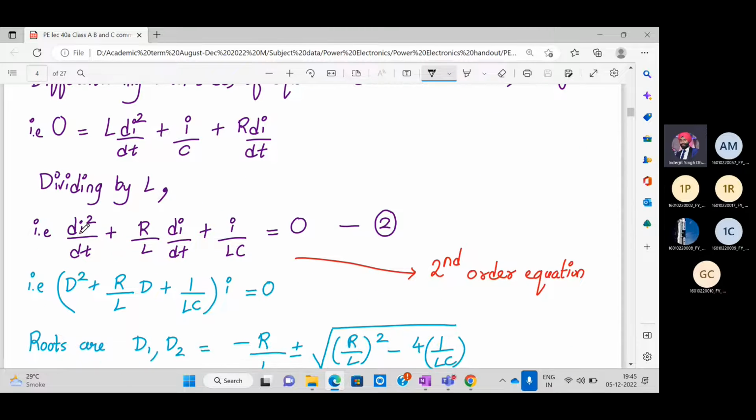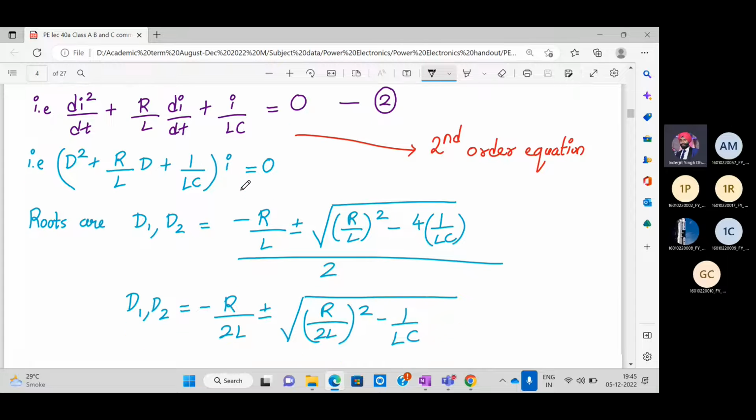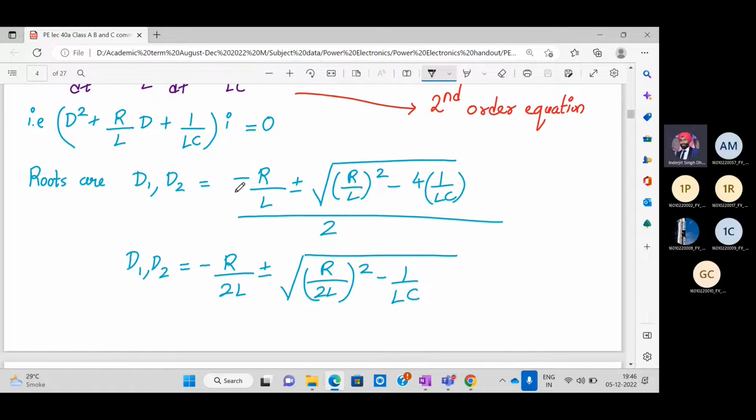So we get over here d²i/dt² plus R/L di/dt plus i/LC equal to 0. Now this is a second order equation. We are just replacing d/dt as D, capital D. So we have D² plus R/L D plus 1/LC into i. So the roots are as follows. You remember minus b plus or minus square root of b² minus 4ac, upon 2a. So that way we have to do.